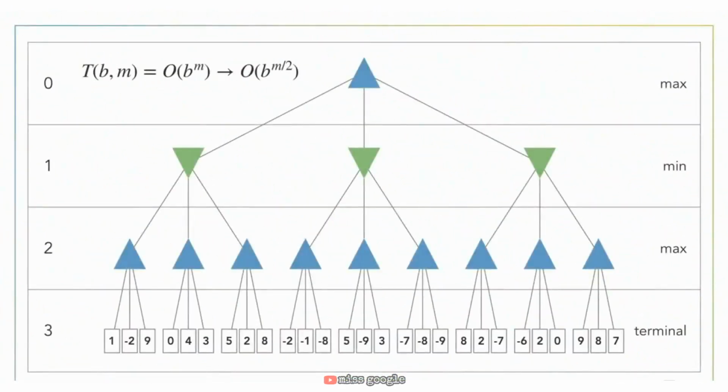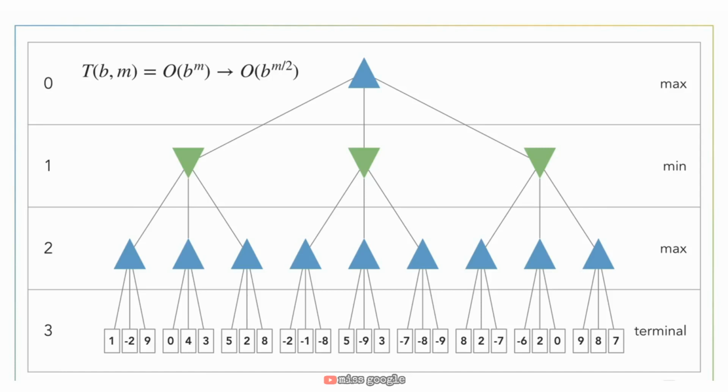So what's the meaning of this best case improvement from O of b to the m to O of b to the m divided by 2? Well, it's not at all significant if we want to reduce billions of years to some minutes, but it does have a very interesting effect.